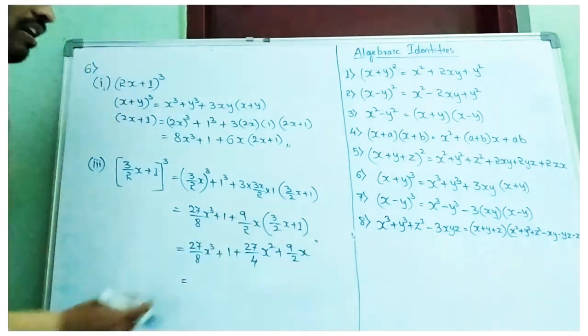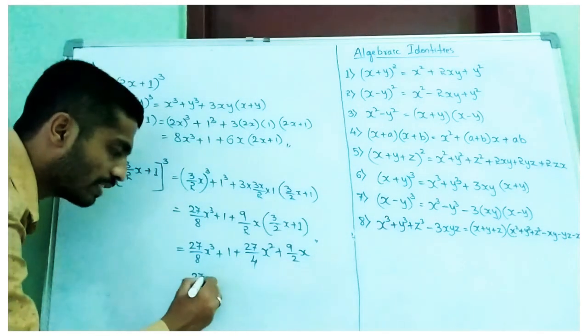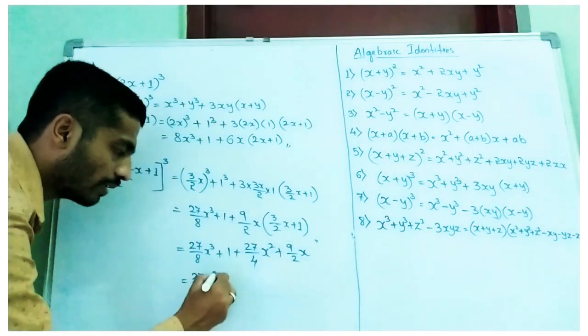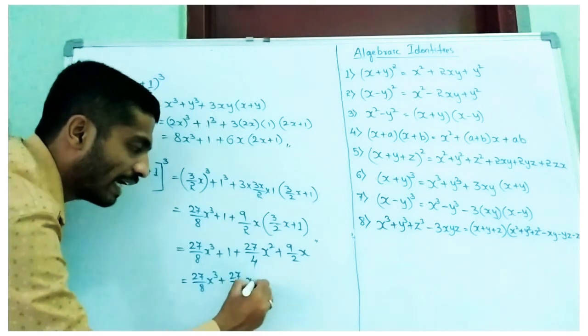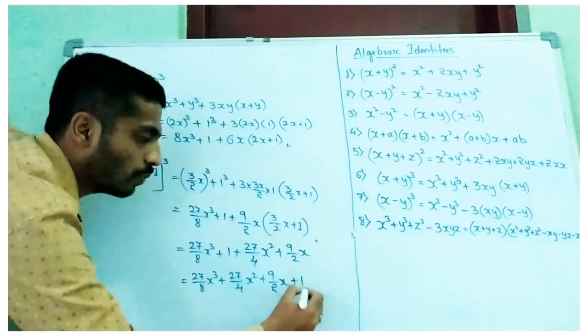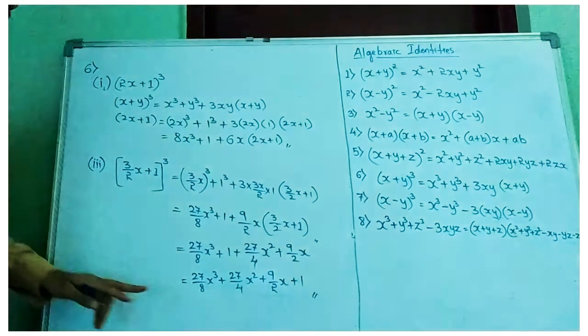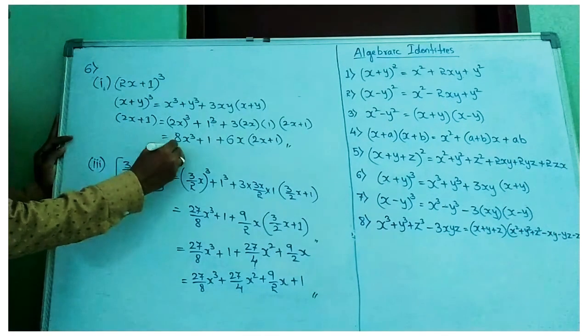So write in the order of degrees. First you write the bigger degree, that is 27/8 x cube, bigger power. Next smaller, 27/4 x square. Next 9/2 x plus 1. So this is the final answer. Okay, like that do the first one also.